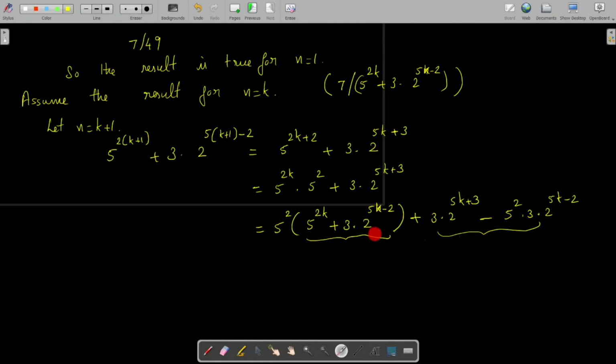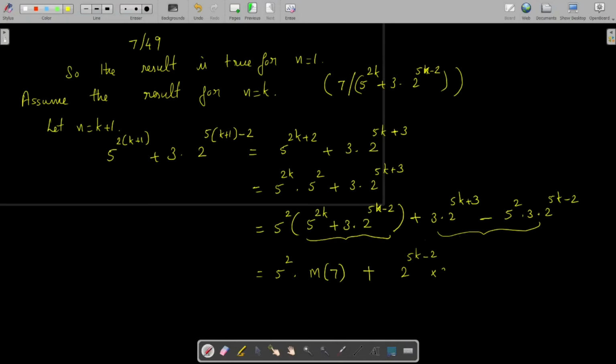Now the expression in this first term, 5 raised to 2k plus 3 into 2 raised to 5k minus 2, is a multiple of 7 because 7 divides this expression is our assumption. So we can write this equal to 5 square into a multiple of 7 plus, now we have to consider the remaining terms. So here we have 2 raised to 5k plus 3 and here 2 raised to 5k minus 2. The smallest term is 2 raised to 5k minus 2. So we take 2 raised to 5k minus 2 as the common factor of these two terms. Again we have 3 as a common factor.